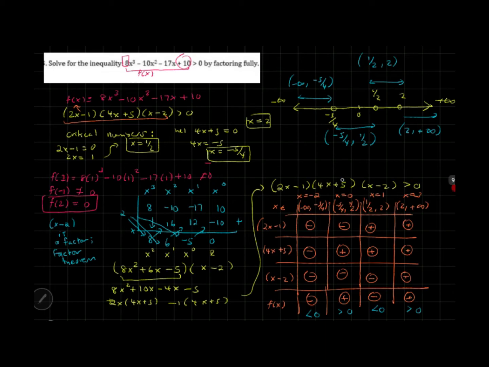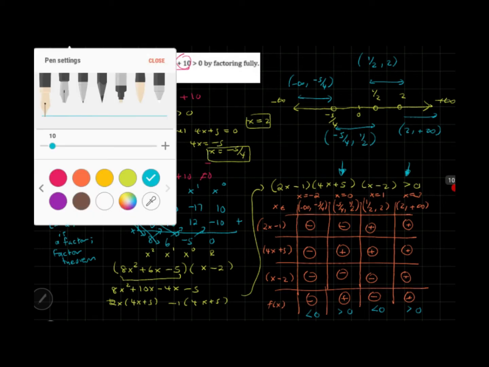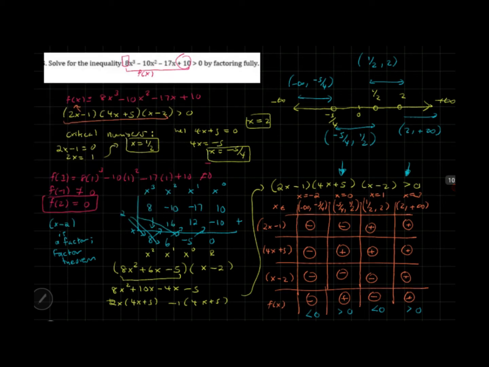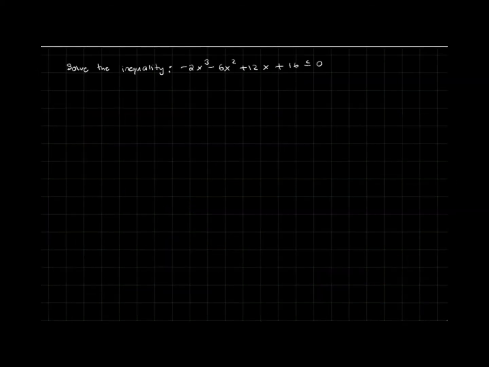So our answers are going to be this interval here, between negative 5 over 4 and 1/2, as well as 2 and positive infinity, right? So therefore, I'm just going to write the answer there: x can belong to negative 5 over 4 and 1/2, union, as well as 2 and positive infinity. So values from these two intervals will satisfy the inequality.